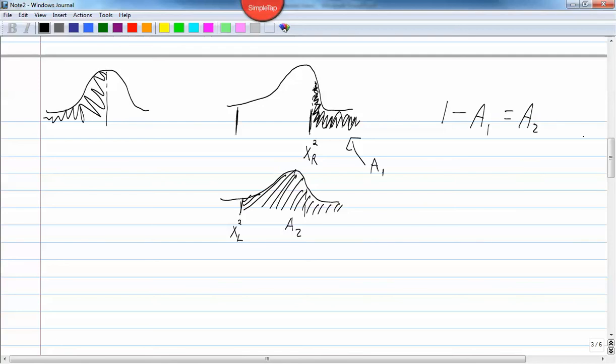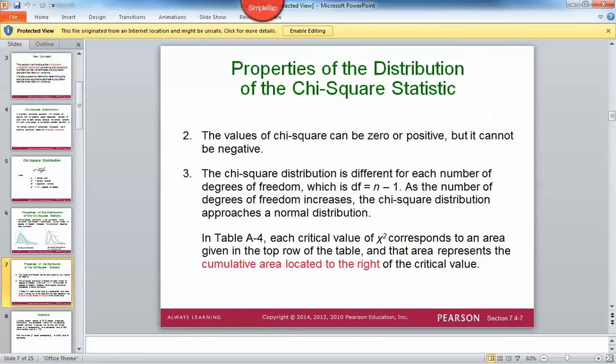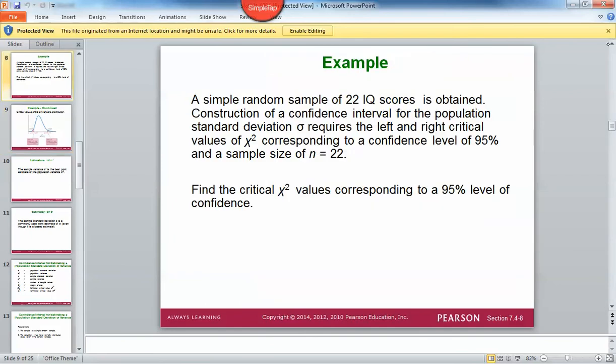Now, I'm probably making this a little bit more complicated than it actually is, and you'll see why when we do it. It's not that tough. It's just that it's a little different. Okay. So let's look back here. Here's an example, and we're just going to work on first finding the critical values.